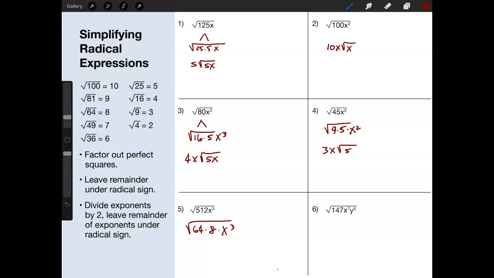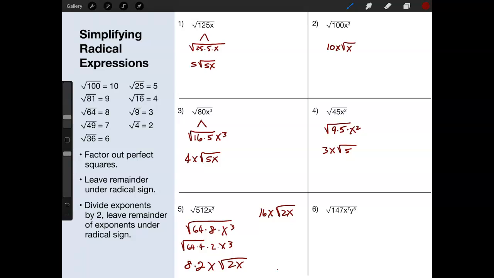Now we can also factor 8, and we can do it this way, 64 times 4 times 2, again x cubed. So 64 is a perfect square, and 4 is a perfect square. So we can pull out 8 times 2, and then we can pull out an x, and we are left with 2x under the radical sign. 8 times 2 is 16, and our final answer will be 16x times the square root of 2x.